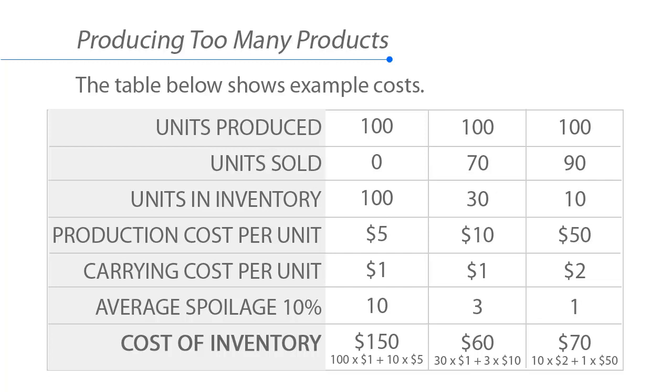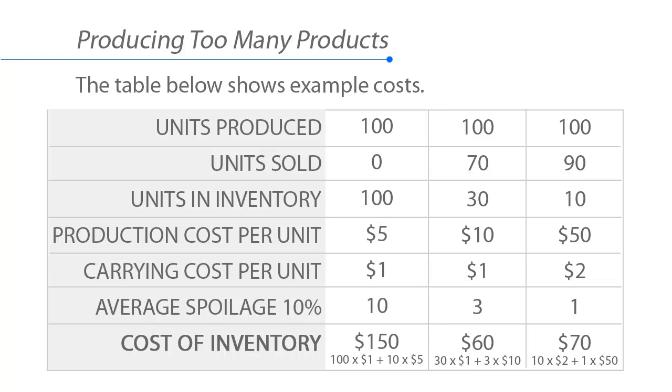So our cost of inventory is $150. How do we determine that? Well, we have 100 units in inventory. The carrying cost per unit is $1 each, so $1 times 100 is $100. We also expect 10 units to spoil. That means the $5 we spent to produce each of those units is now lost. So $5 times 10 is $50. So we have $100 in inventory carrying costs and $50 in spoilage, for a total of $150 is the cost of our inventory.